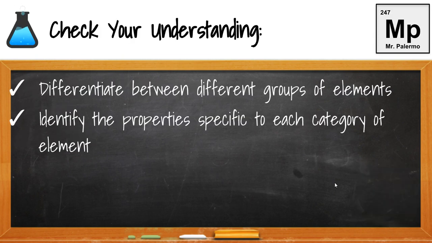So let's check your understanding. Can you differentiate between different groups of elements, and can you identify the properties specific to each category of element?